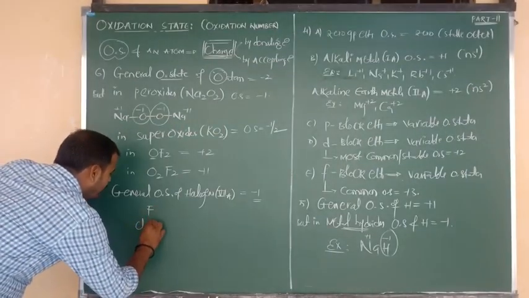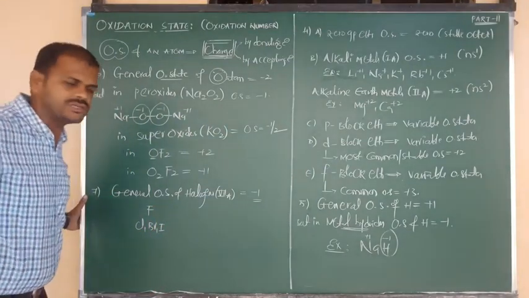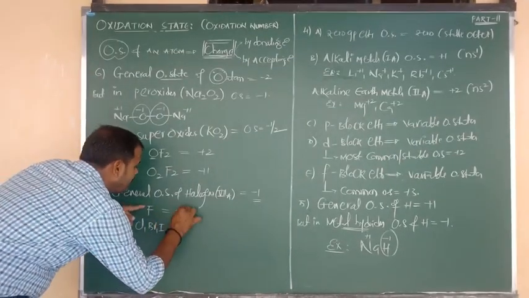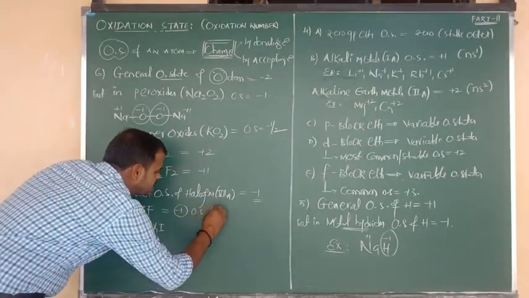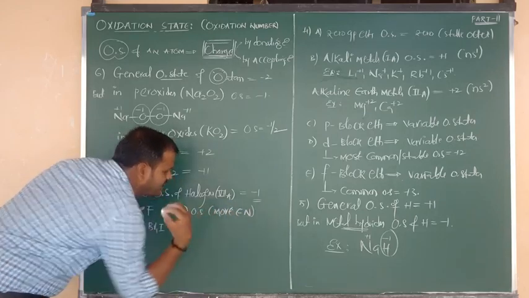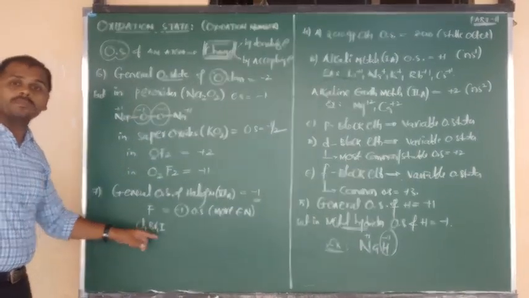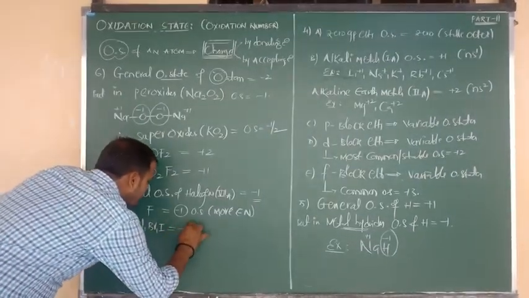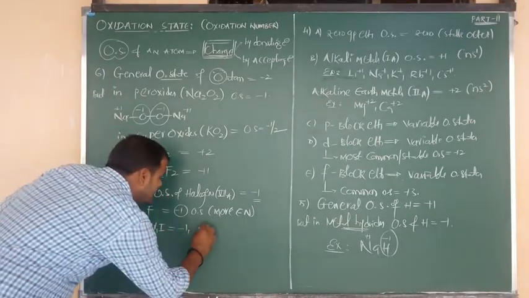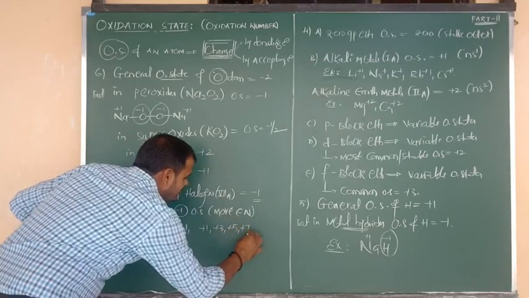And what halogens are there? Fluorine, chlorine, bromine, iodine, astatine. That is a radioactive element. Fluorine contains more electronegativity, so it contains only the -1 oxidation state. The remaining chlorine, bromine, iodine contain the -1 oxidation state. Along with -1, they contain +1, +3, +5, +7.